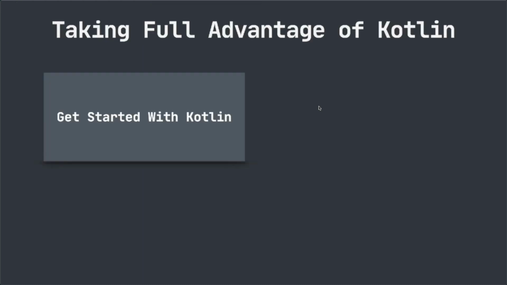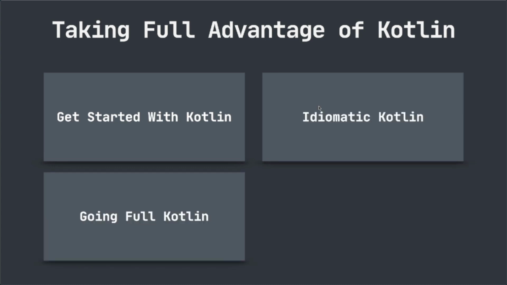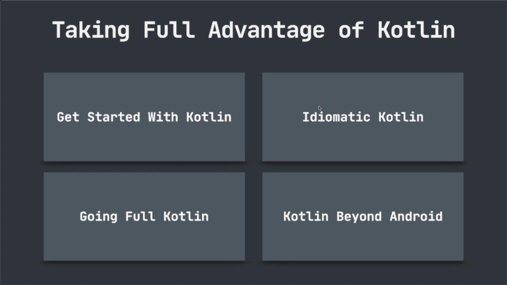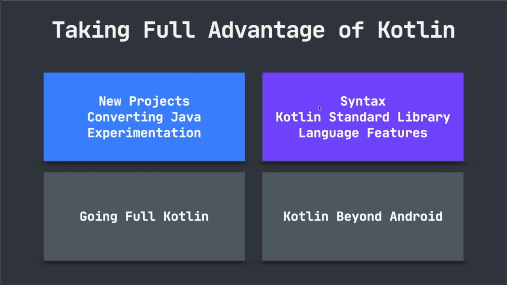So we're going to break this talk down into, like I said, get started with Kotlin, some idiomatic Kotlin, going full Kotlin, and Kotlin beyond Android. In the first section, we're going to talk about, just quickly, how you can set up a new project, some converting Java to Kotlin, and how you can start experimenting with the language. Then we'll look at some syntax highlights. We'll look at some specific functions from the Kotlin standard library and how to start using those, as well as some specific language features that are particularly useful for Android.